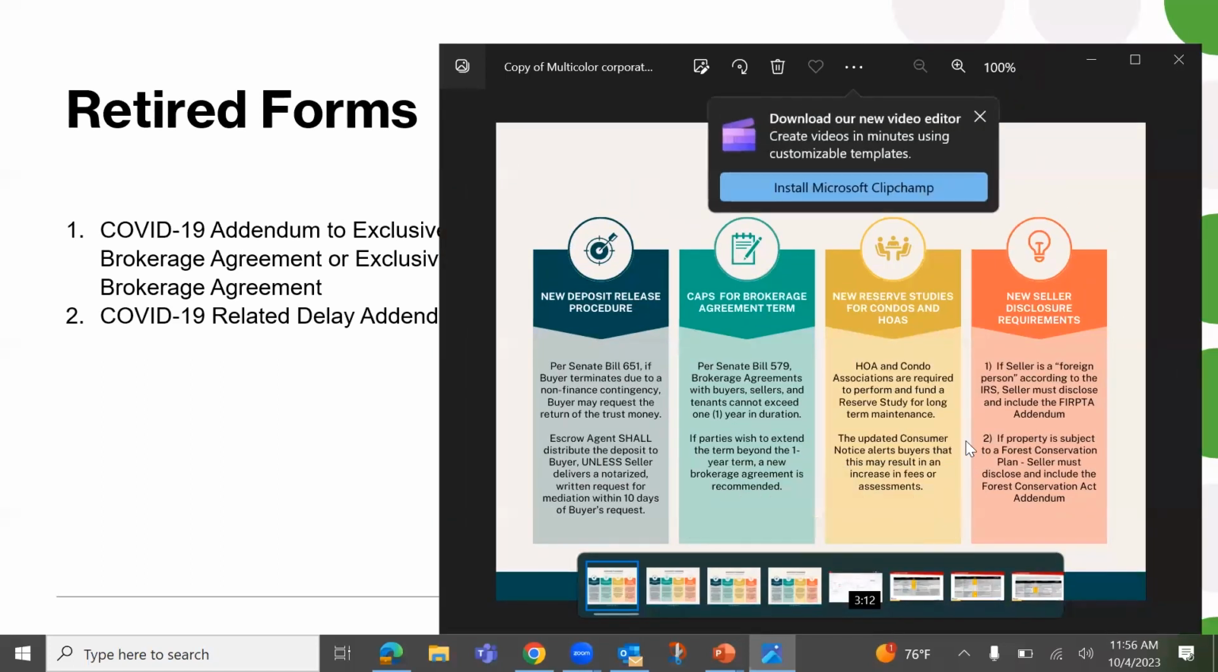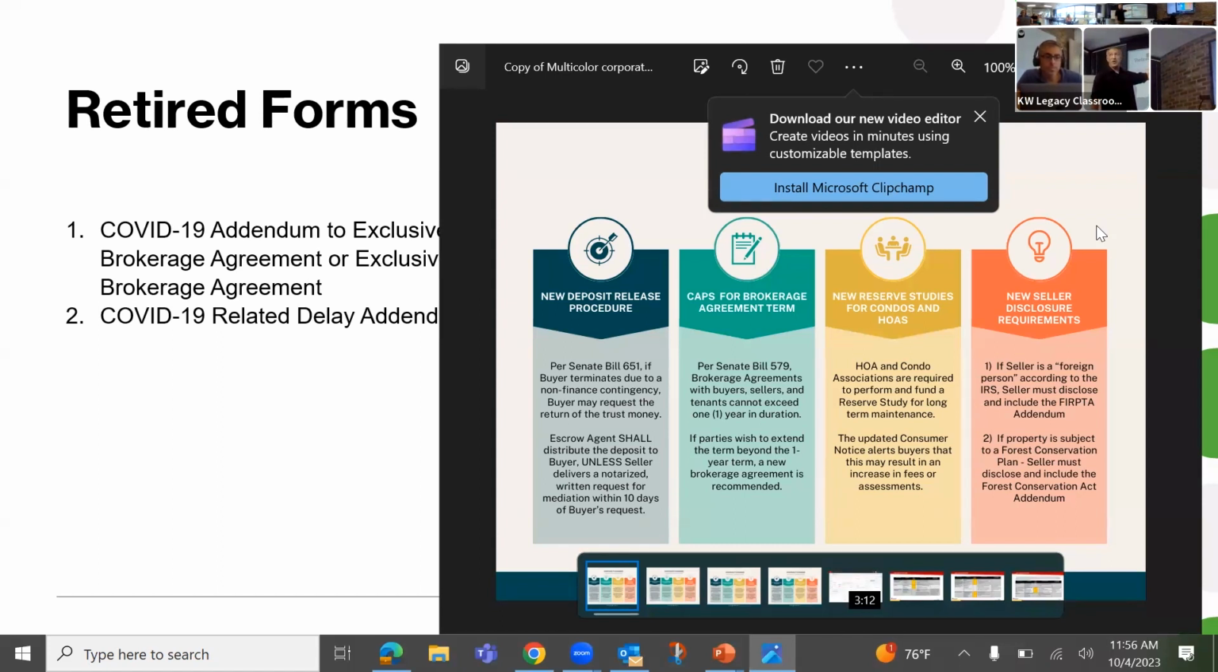But basically, there's really only a few things that we care about. We care about the deposit procedure, right? If you terminate due to a contingency as provided, then you can get it back to your buyer pretty easily. You can't have a listing or a brokerage agreement go longer than a year.